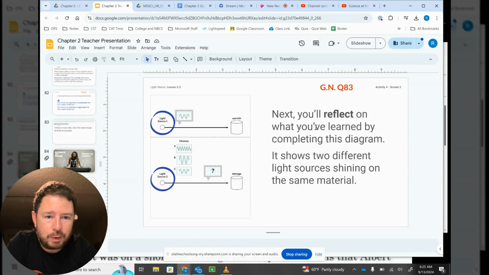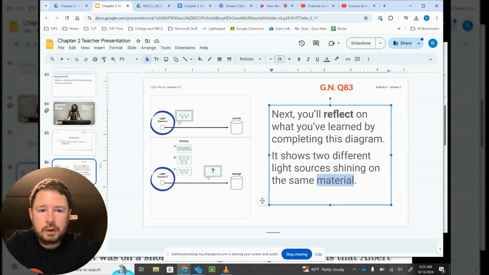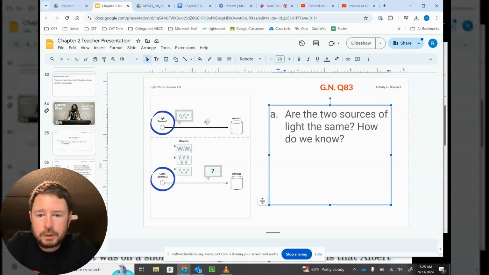83, we're going to reflect on what we've learned by completing a diagram here. It shows two different light sources, light source 1, light source 2, shining on the same material, this cylinder. So the first question, are the two sources of light the same? How do we know? So here we've got light source 1, light source 2.